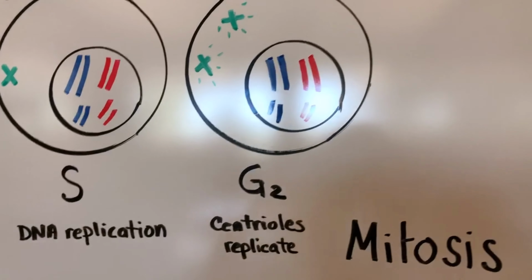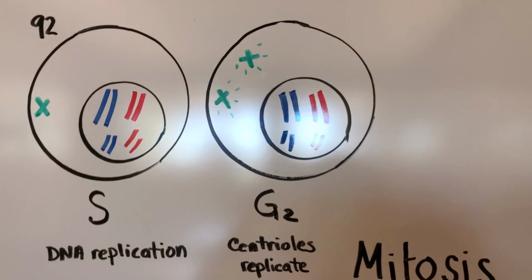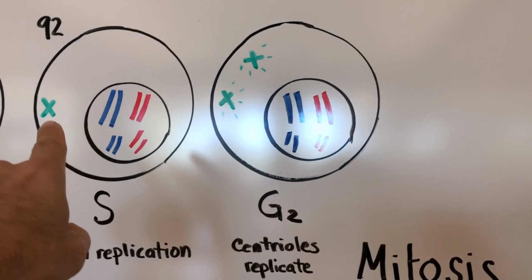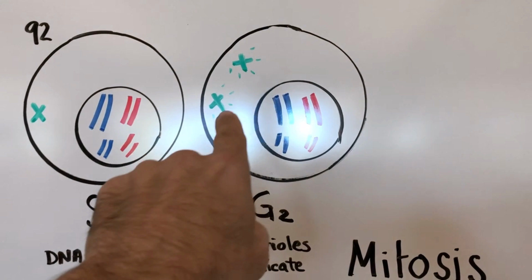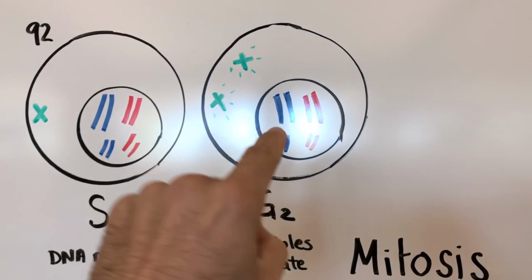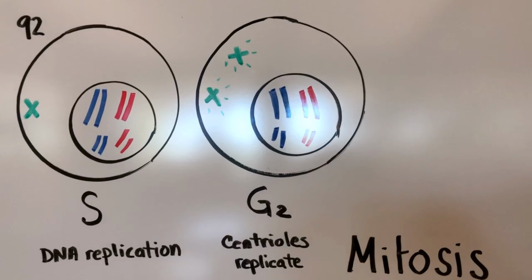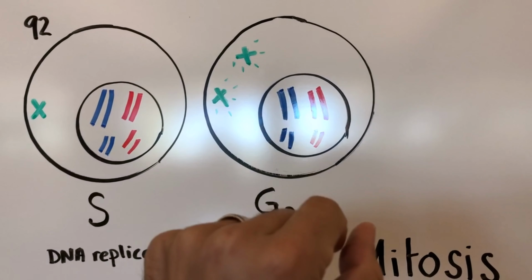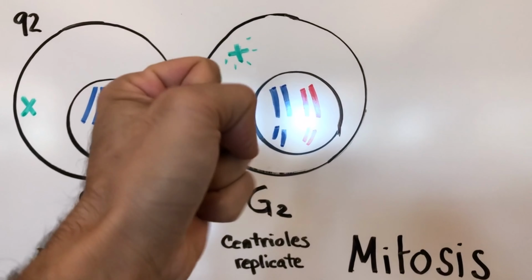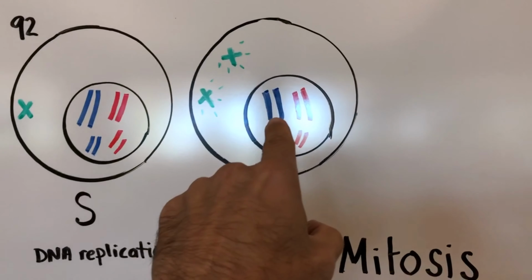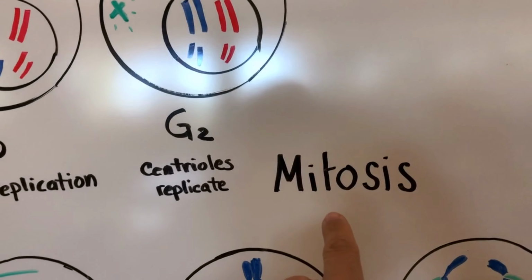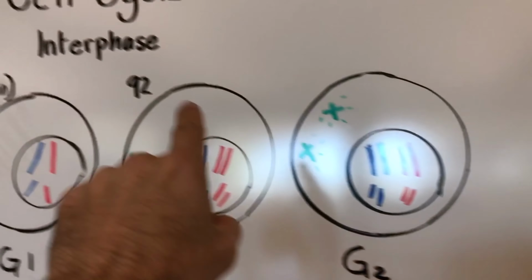Next, we enter G2, growth phase 2. At this point, look, the centrioles, where there was one bundle of centrioles, they replicate. Now you have two bundles of centrioles and they start to drift apart. And that's about it. The DNA starts to condense into those mitotic chromosomes. Remember, DNA is loose, and then DNA starts to condense in preparation for mitosis. Okay, this would be the end of interphase.